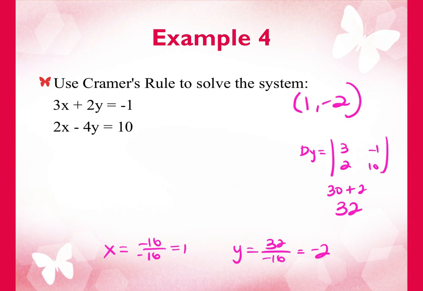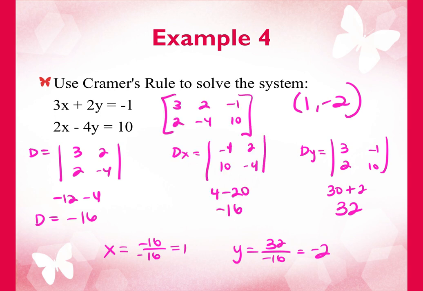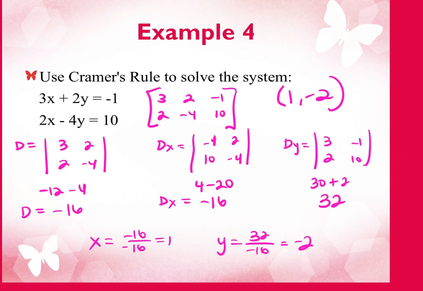Okay, so D, we left the x's and the y's and got that D would be negative 16. D of x, we took out the x's and replaced them with the constants and got D of x would also be negative 16. And D of y, left the x's, replaced the y's with the constants and got D of y is 32. Negative 16 over 16 is 1. 32 over negative 16 is negative 2. So our solution is 1, negative 2.